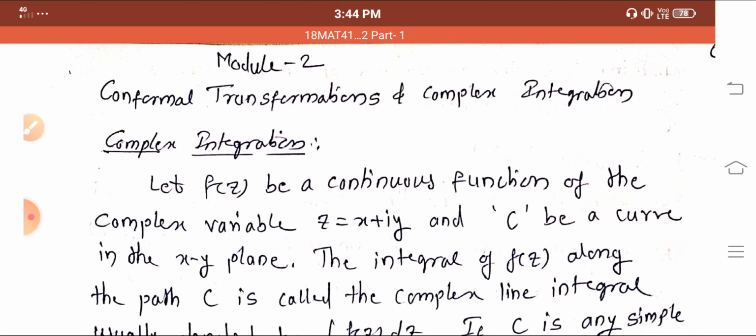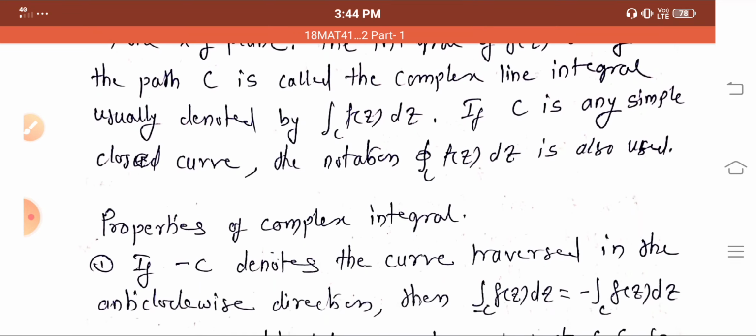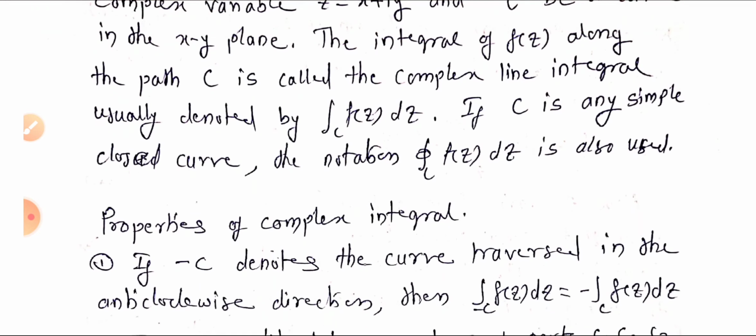So first of all, what is a complex line integral? Let f(z) be a continuous function of the complex variable z equal to x plus iy, and C be a curve in the xy plane. The integral of f(z) along the path C is called the complex line integral, usually denoted by integral over C of f(z) dz. If C is any simple closed curve, the notation integral over closed curve C of f(z) dz is also used.